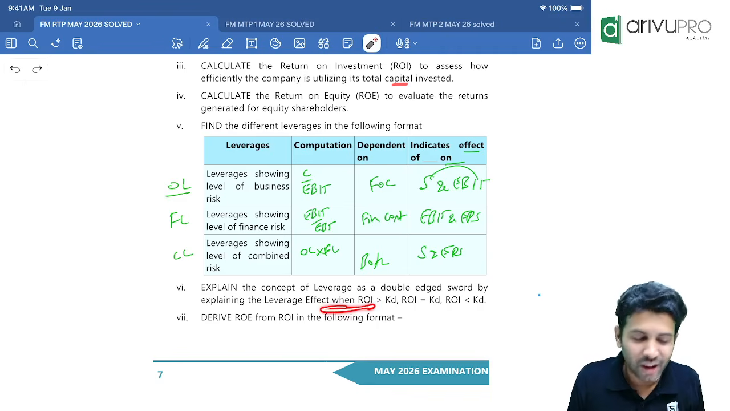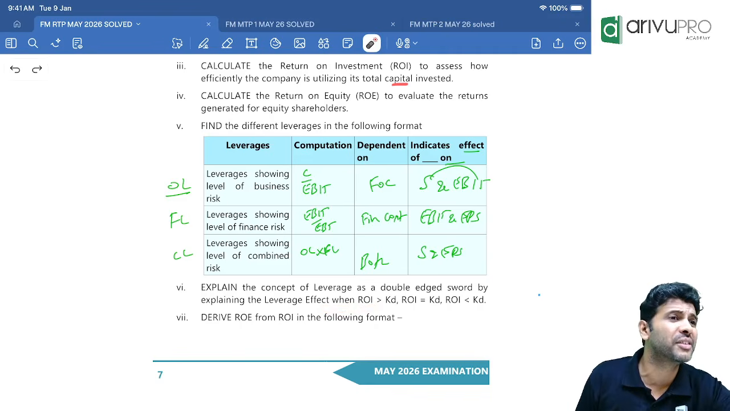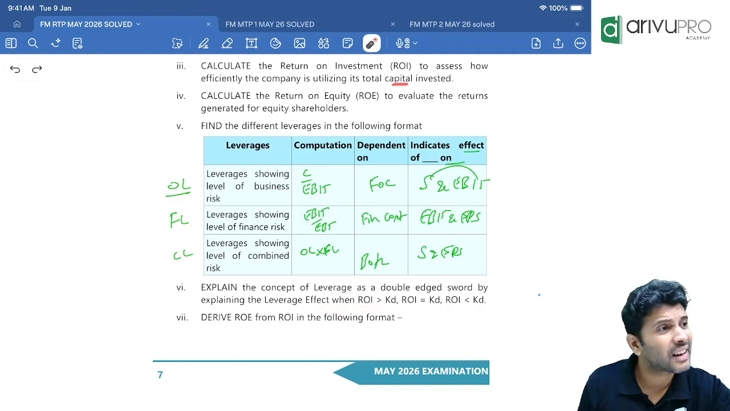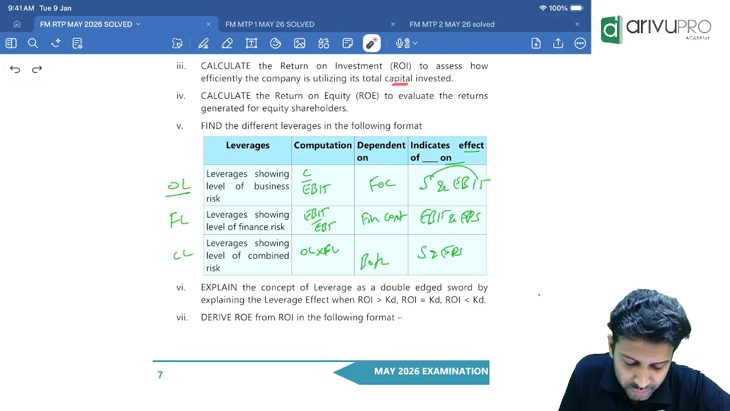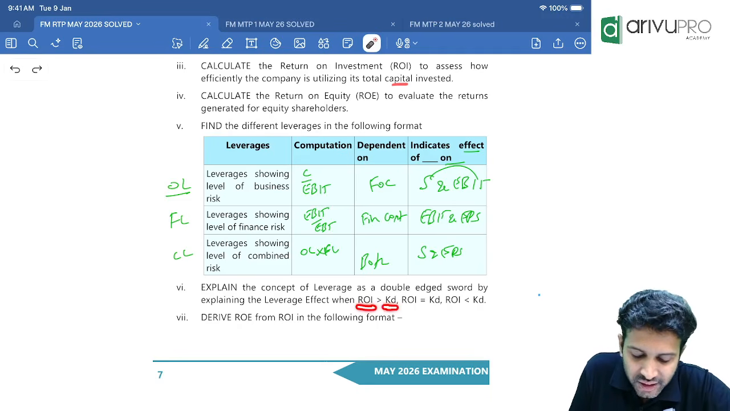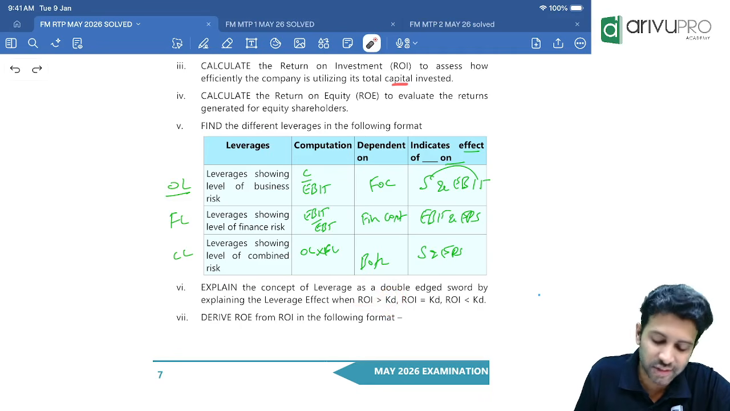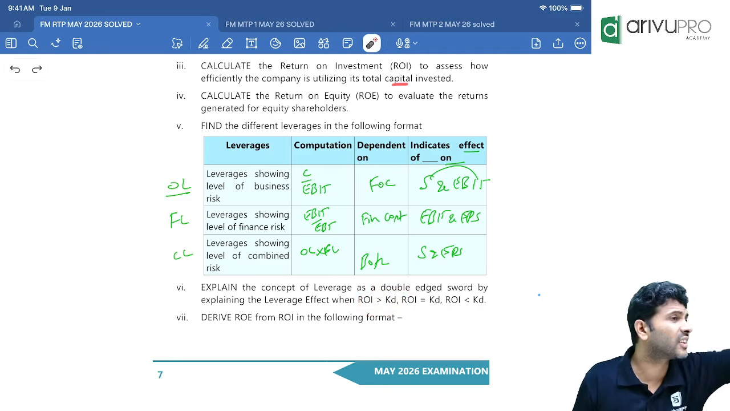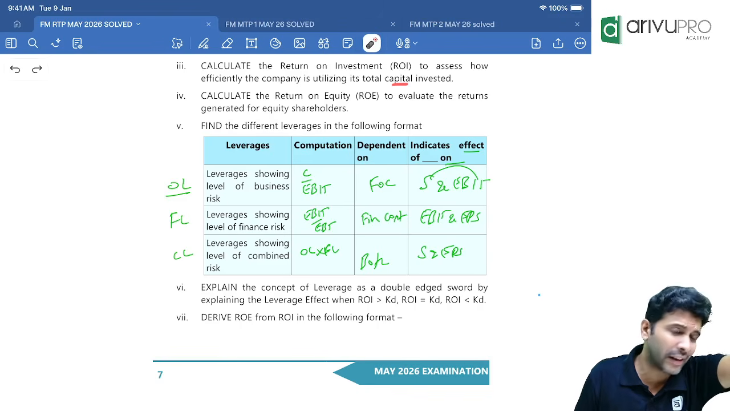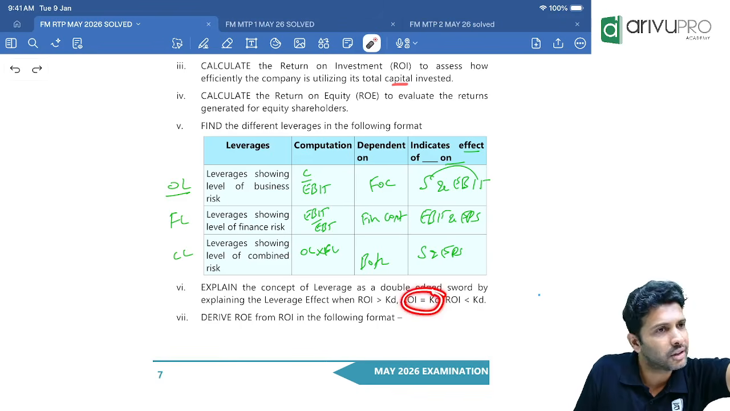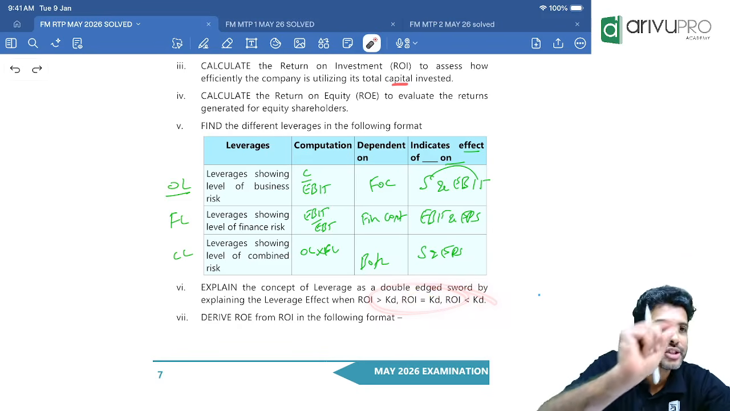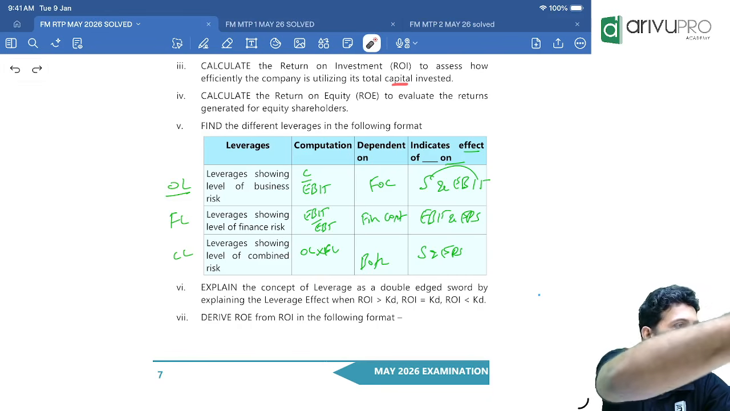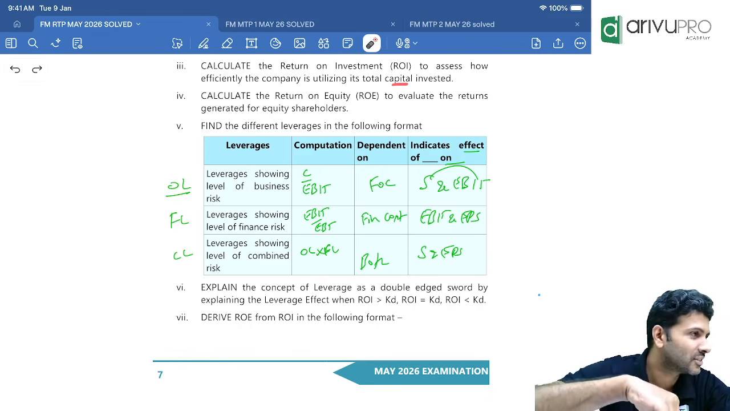Sir, you already know favorable financial leverage. You have already calculated. What is that? Now read this only if you want. If ROI is greater than the interest rate, what do we call it? If return is greater than the cost of debt, it's a favorable financial leverage. If it is equal, it means neutral. If it is lesser, it means unfavorable. They have given the equation. You just need to add one word: favorable, unfavorable, neutral. That's what they are asking.